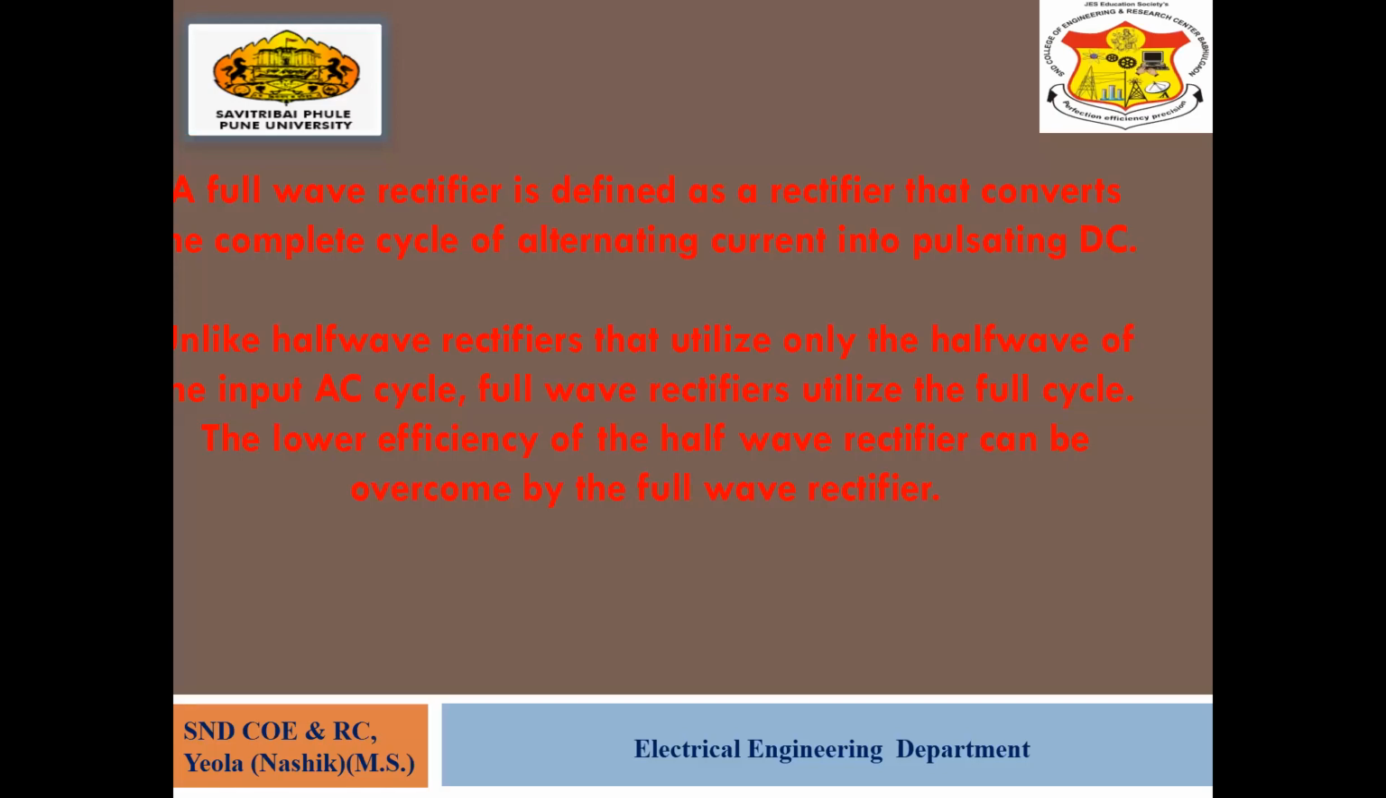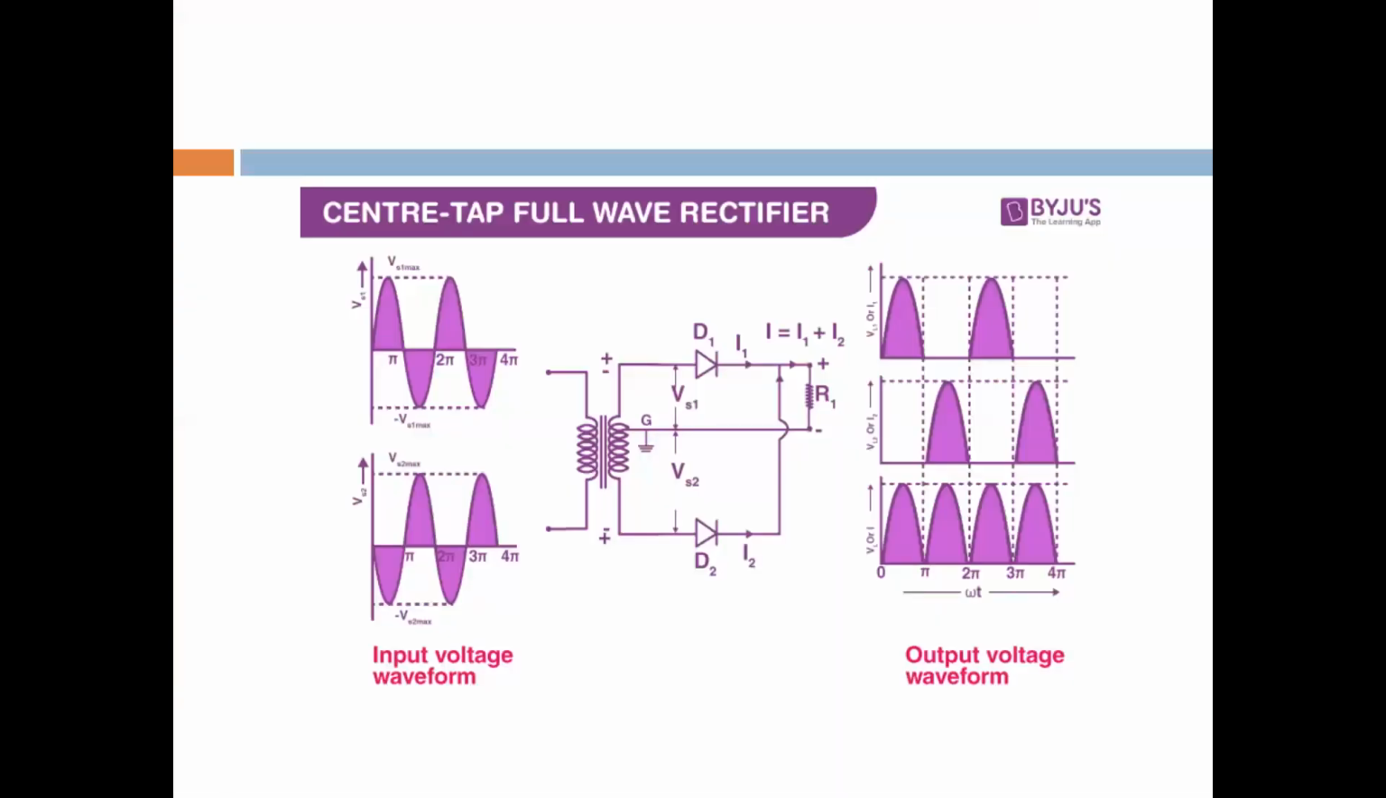What I told you at the start of the term is that the efficiency of the full wave rectifier circuit is greater, that is, double that of the half wave circuit. So we'll see the diagram. Here, see the diagram. Two diodes are here. This is D1, and this is D2.